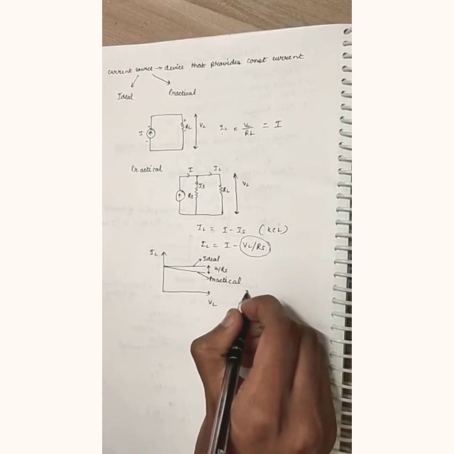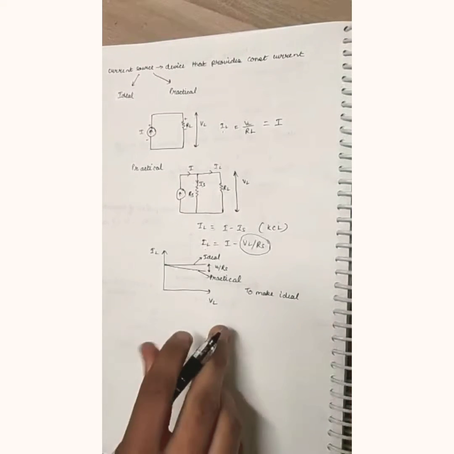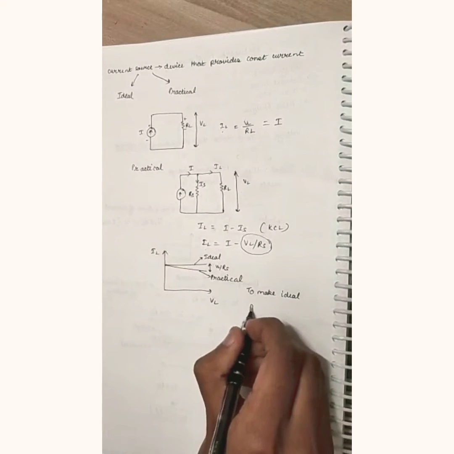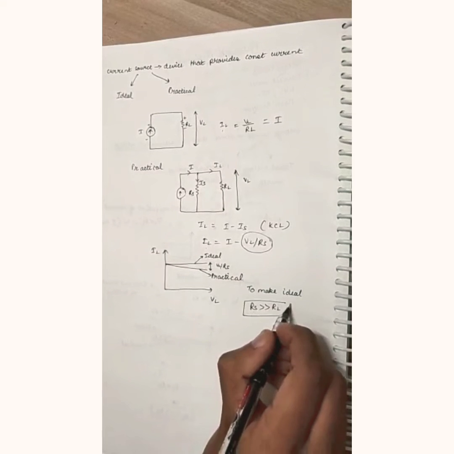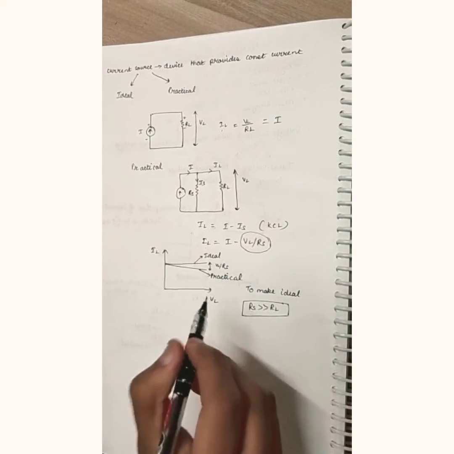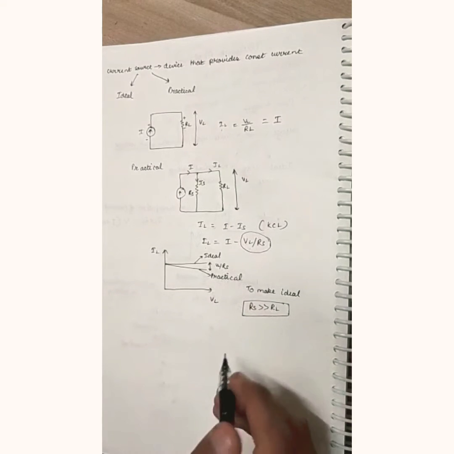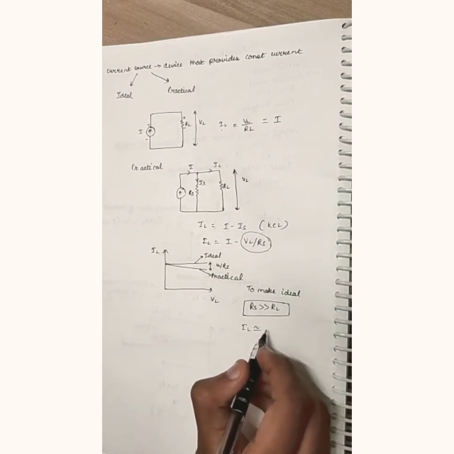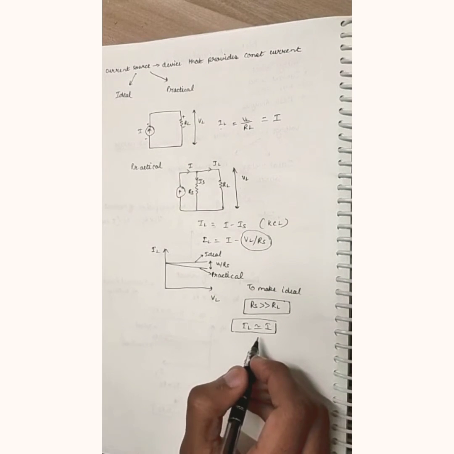To make the current source ideal, we will have to make RS much greater than RL. And why do we have to do so? Because if you make this particular condition, then this term can be neglected, and then your IL will be approximately equal to your I, which is the condition of your ideal current source.